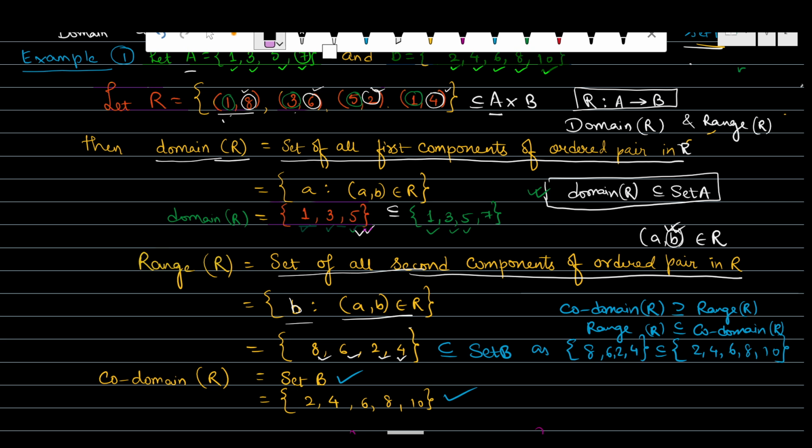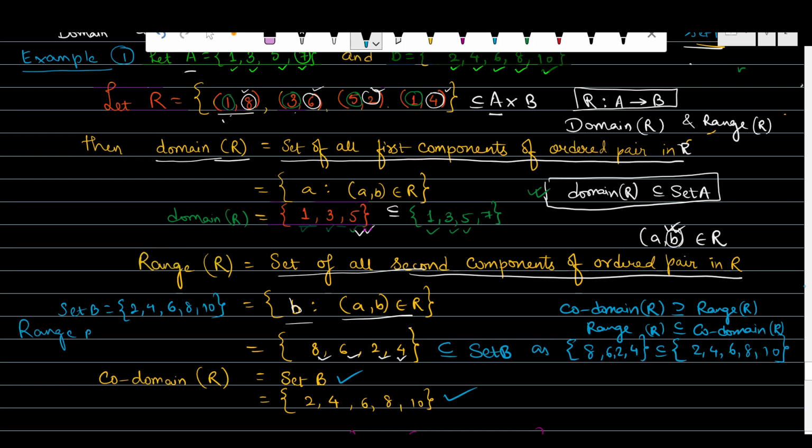Again you may see here that your set B was 2, 4, 6, 8, 10 and your range of R is 2, 4, 6, 8. So clearly range of R is contained in set B, or all the elements of range of R are in set B. Set B contains an extra element 10 over here. That's why we have written here that range of R is this, which is a subset of set B, right?